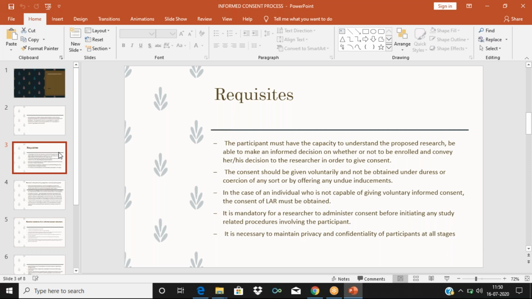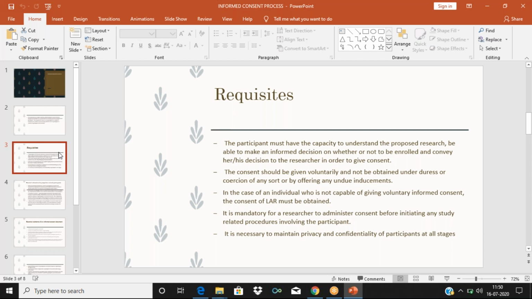For example, even before the data collection part is initiated, we may think, what is there in data collection, but maybe just the name and demographics are being collected. Even before that, it is mandatory that they obtain the consent. Then it is necessary to maintain privacy and confidentiality of participants at all stages.